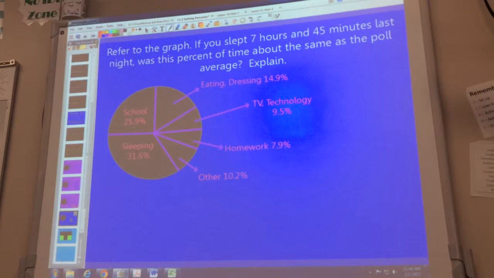What did you say? 7.45. No. It would be 7 divided by 45. It would be 24 divided by 7.45. Why? You have to convert it to minutes. I'm going to give you a minute to solve this. Okay? Here we go. There's two different ways. If you don't understand converting 7 hours, 45 minutes into a fraction or a decimal, just do a different way.